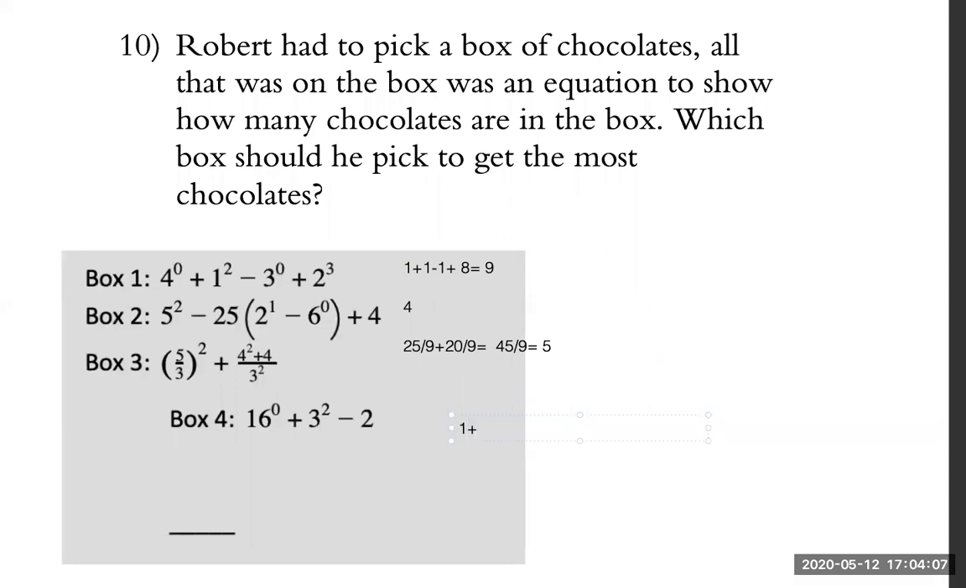And what's 3 to the power of 2? 9. Sorry, 9. And minus 2. So what's 1 plus 9, guys? 10. 10 minus 2? 8. So which box should you choose to get the most chocolates? Box 1. Easy.